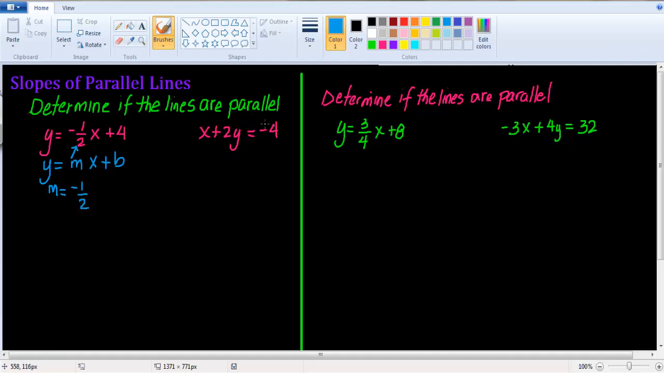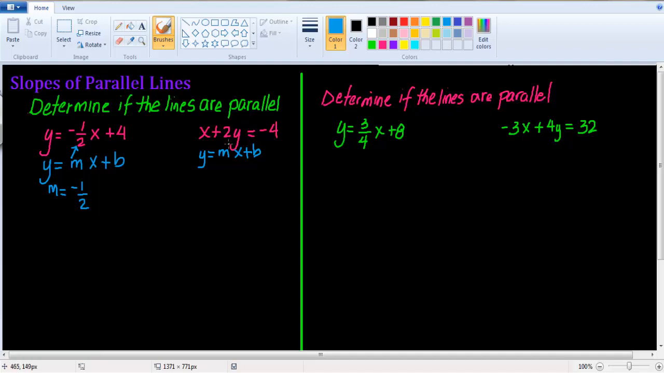Now let's check the slope in this equation. Notice this equation is not written in slope-intercept form. How do I know? Because it doesn't look like this: y is equal to mx plus b. It doesn't look like a y is equal to a number times an x plus a number. It doesn't have this format. That means that this is not written in slope-intercept form. Therefore, I don't know what the slope is for this line.